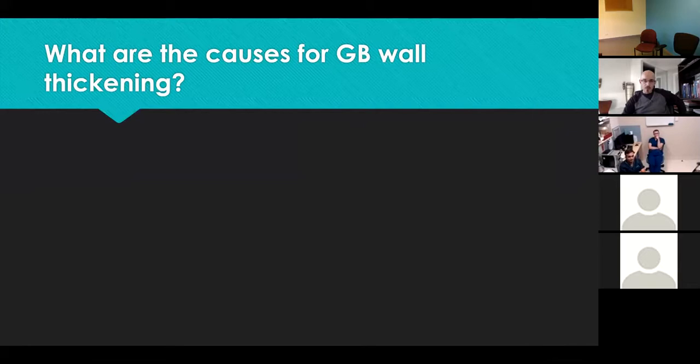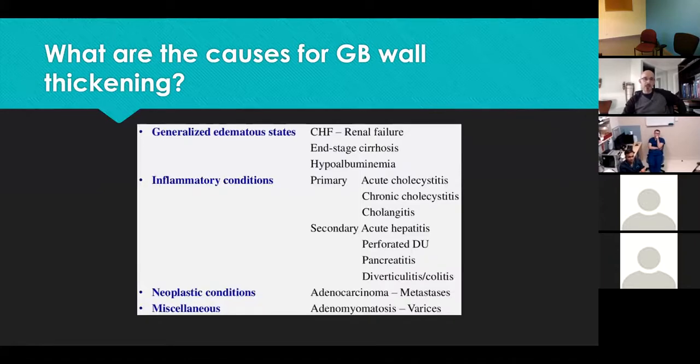Again, gallbladder wall thickening, one common cause is cholecystitis, but one very common question in the DDU exam is the differential diagnosis for gallbladder wall thickening, because it can be thickened in a lot of situations other than cholecystitis. As a general rule, there are 4 different categories. Some generalized edematous states like CCF or end-stage cirrhosis or hypoalbuminemia.